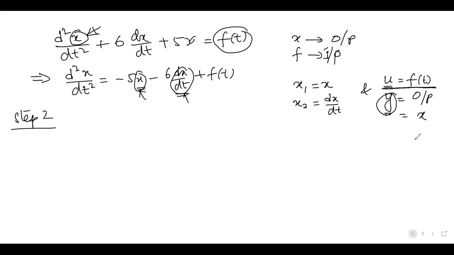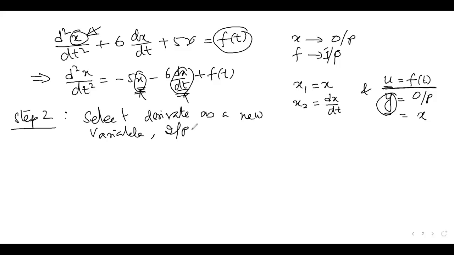Step 2 is to choose the derivatives as new variables. Select, that means these are the new variables. Input as u, output as y. This is step 2, so we'll represent input as u and output as y.